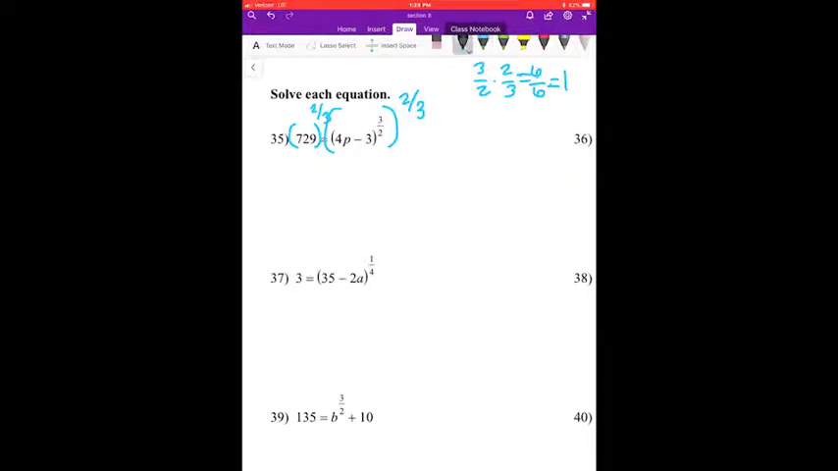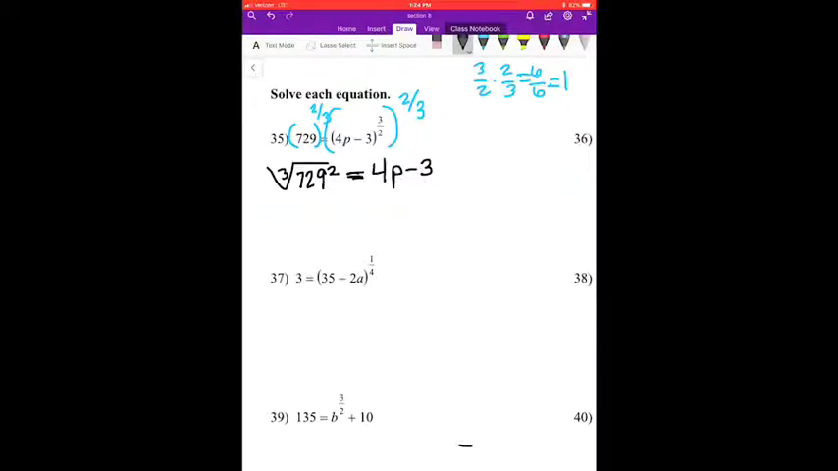So when I raise 729 to the 2/3, you're going to want to convert that to a radical. So what would the index be? 3. So the cubed root of 729 squared. I don't really need parentheses because that's just one number there. I don't have variables or other numbers. Equals, on the right side, everything pretty much cancels out and leaves me with 4p minus 3.